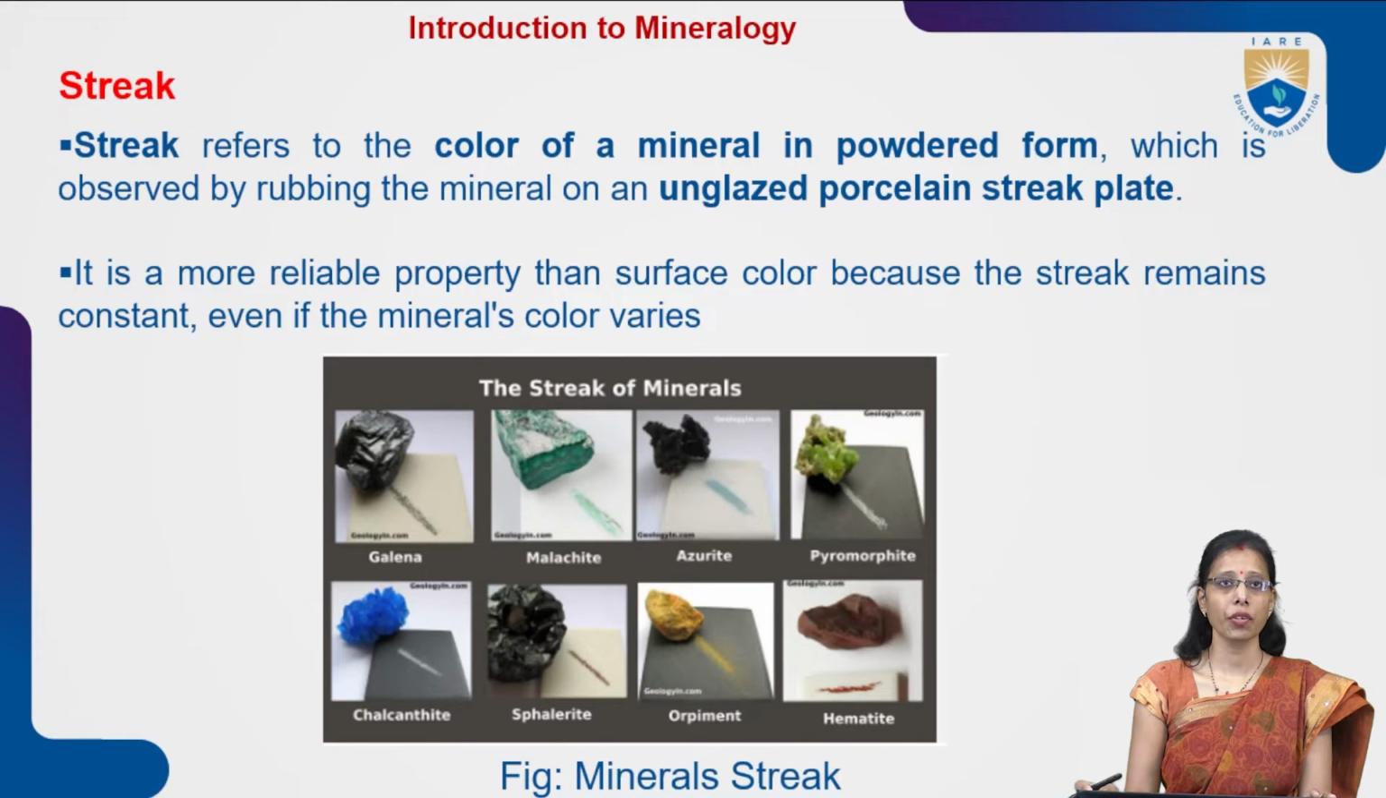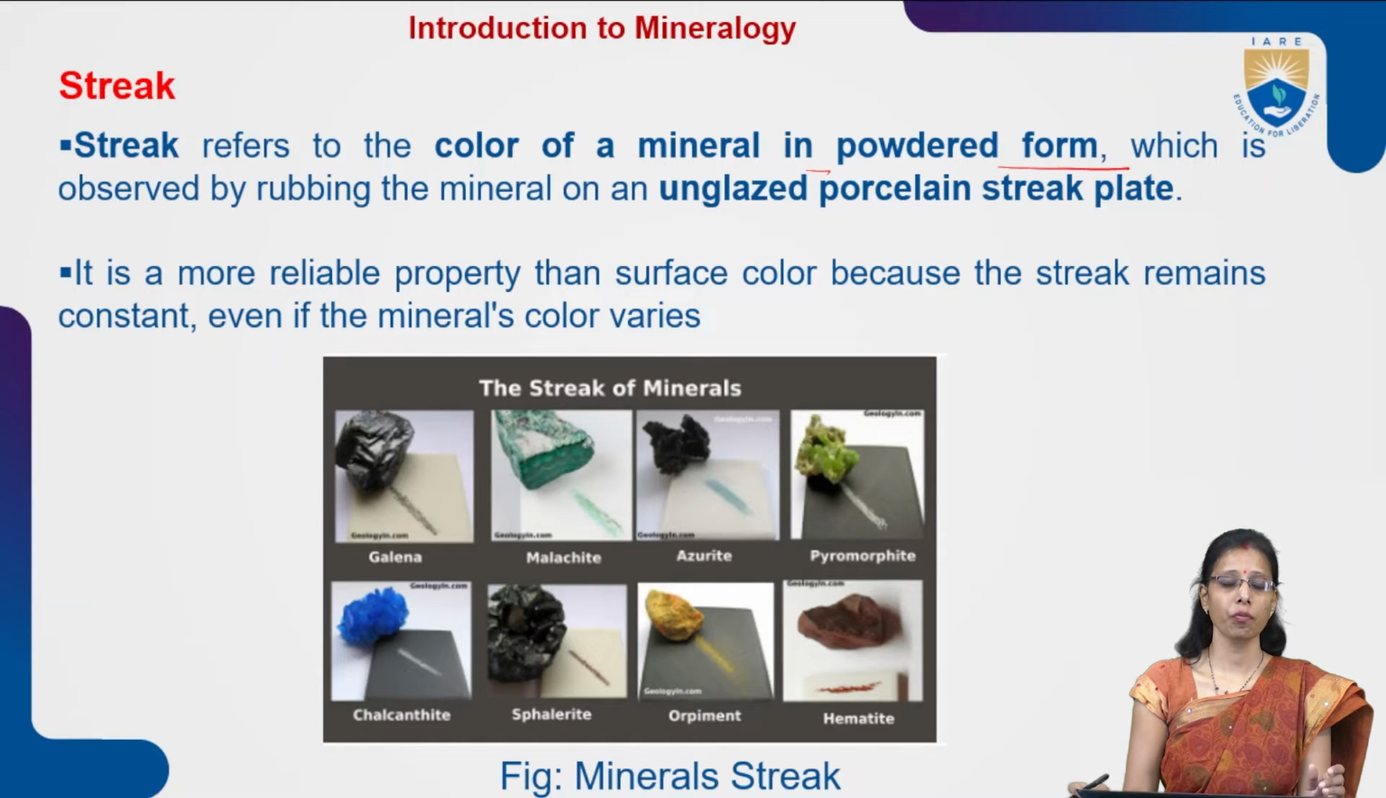Next, coming to the streak. Streak is one more property of the mineral. So what do you mean by a streak? Streak refers to the color of a mineral in a powdered form. When you see a mineral, it may look green in color, it may look black in color, but once you rub it on the streak plate, the appearance of the powder form will be different.